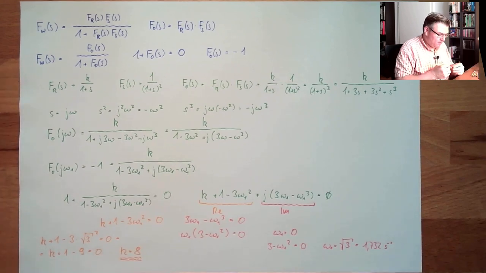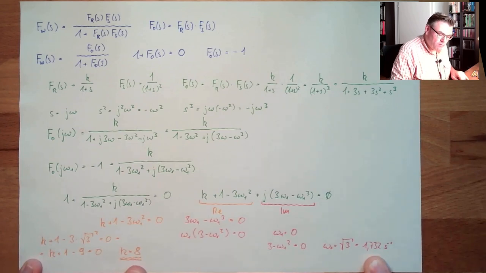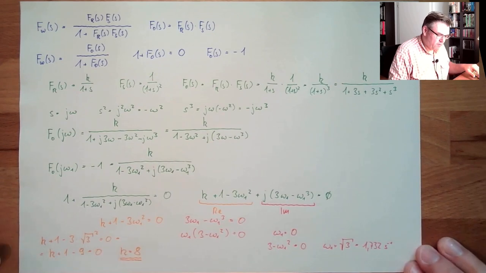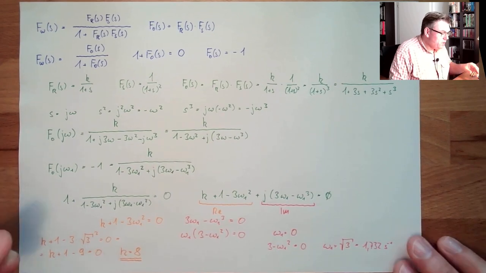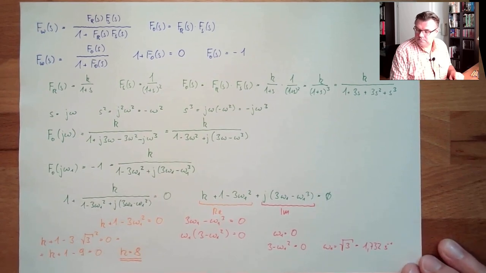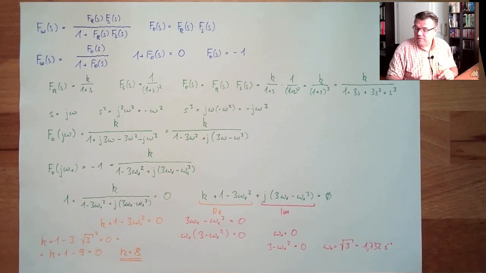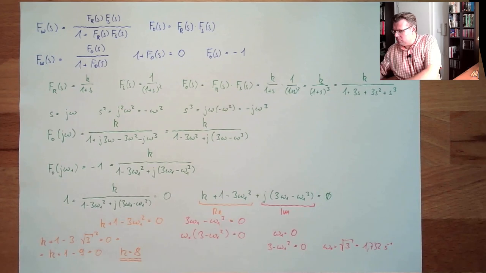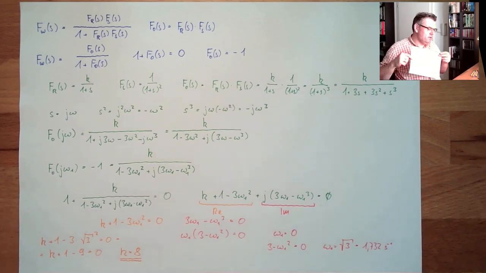At a gain factor of k equals 8, and at the frequency of 1.732, square root of 3 seconds raised to the power of minus 1, we reach exactly this minus 1 point. We will have a look at this not in the Bode plot, but in the Nyquist plot.